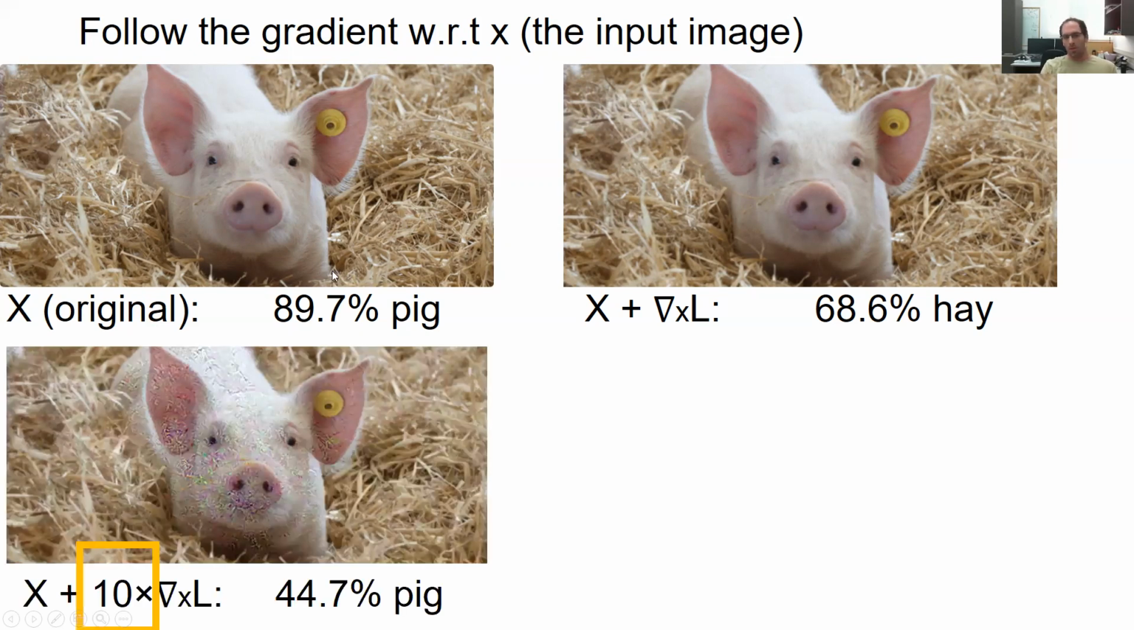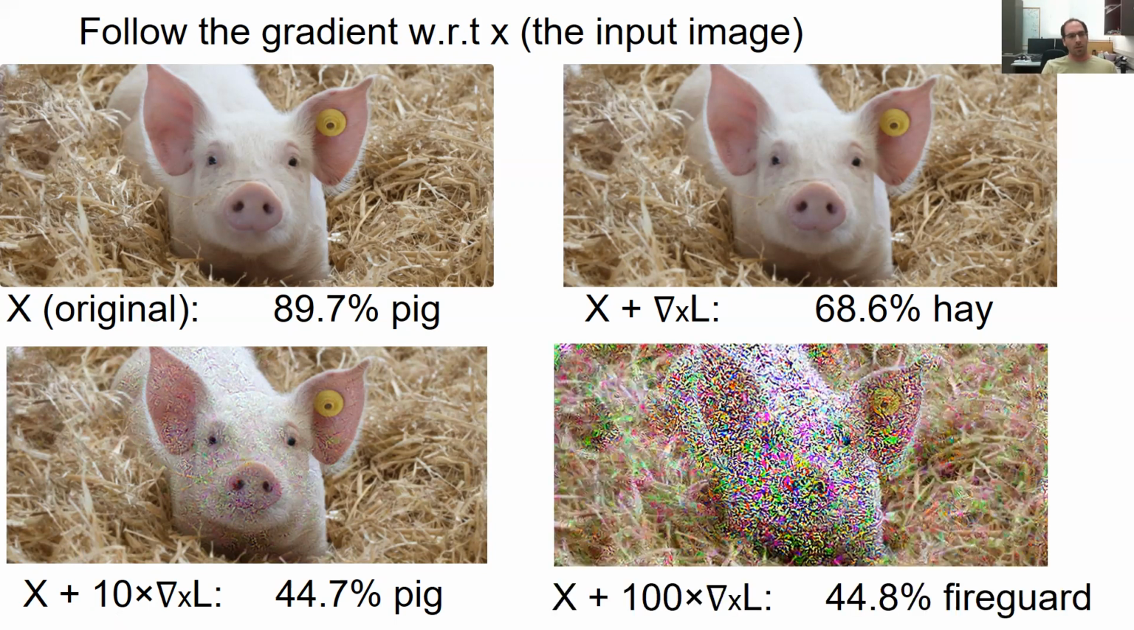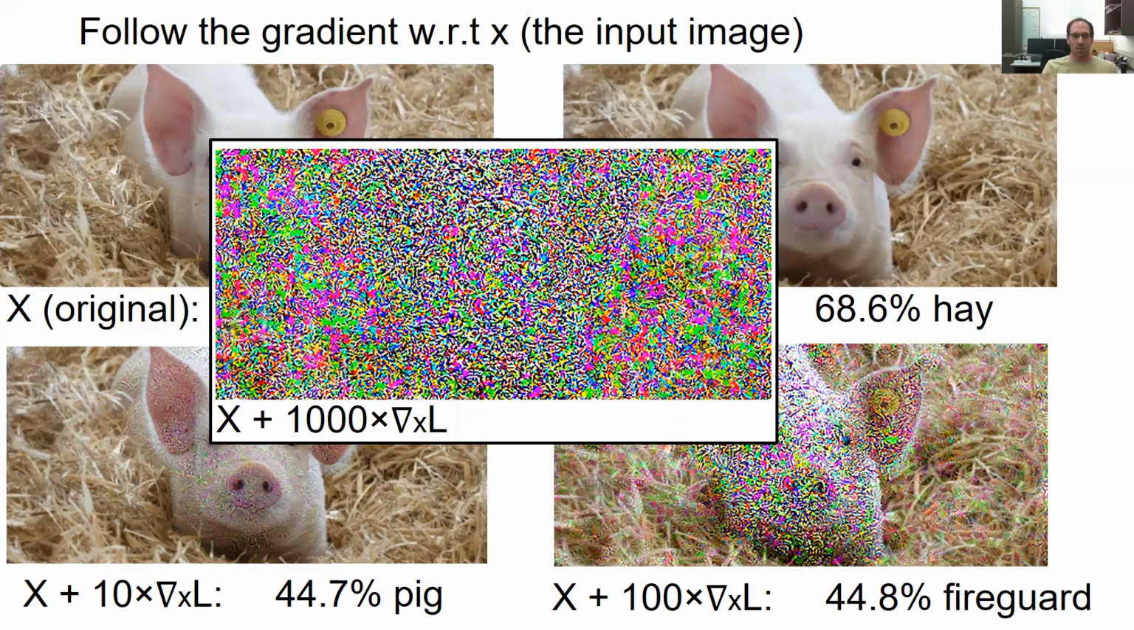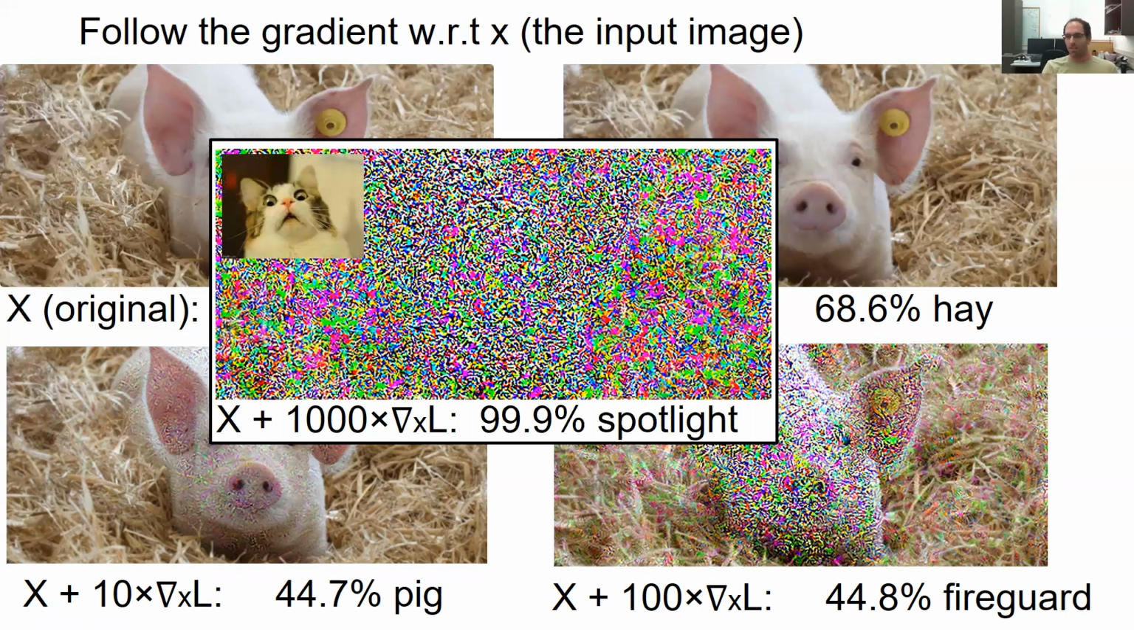And when I went a bit further, so now I added 10 times the magnitude of the gradient, now I get this image, on which you can see some noise. And you see that the confidence of the classifier is now worse. So instead of being very confident that there is a pig in the image, it now says 45% there is a pig. And if we continue in this direction, adding 100 times the gradient to the image, now we managed to get the classifier to say that there is 45% fire guard in the image. But you can see what happened to the image when this happened. By the way, if you follow the gradient 1,000 times, you get this incredible image, which is apparently 100% spotlight.